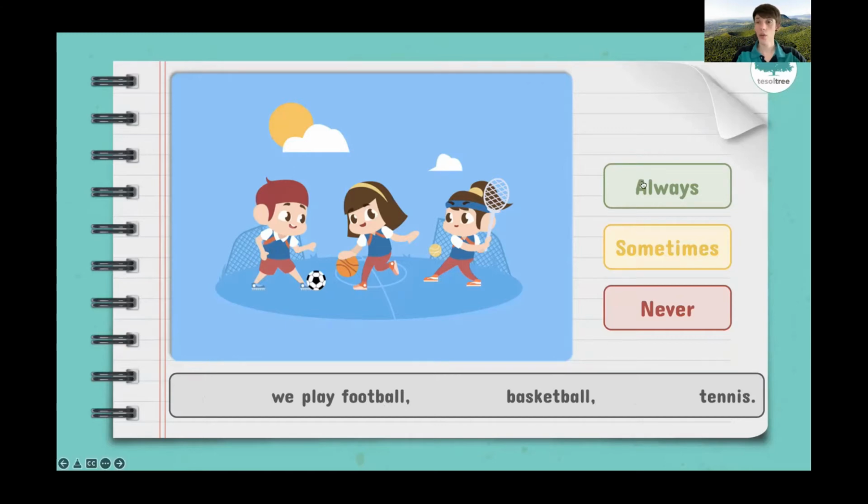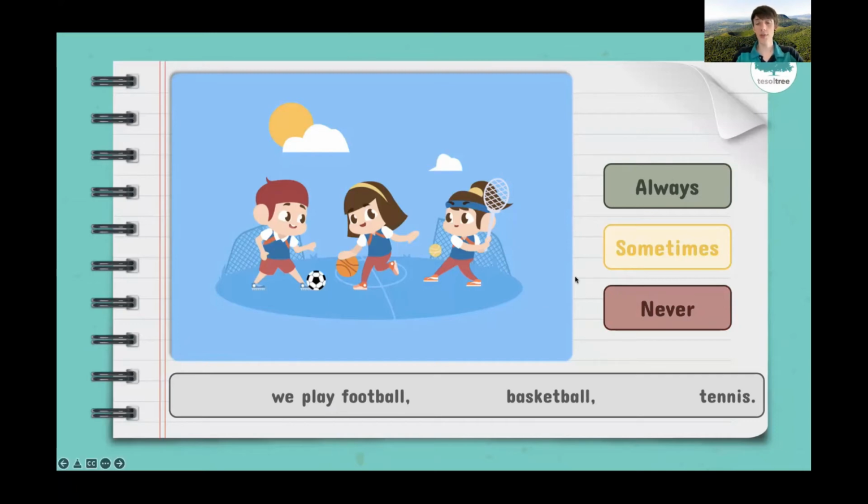No, we can't say that because we can't do different things 100% of the time. If we do different things, that means we're sharing our time. We're taking a bit of time for football, a bit of time for basketball, and a bit of time for tennis, right? So can we say never we play football, never basketball, never tennis? No, for the same reason. If we wanted to say never, we would say we never play football, basketball, or tennis.